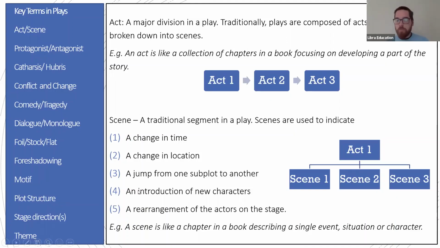The main point to know is that each act and each scene will have a different focus. And if you can understand what the focus is for that particular act or that particular scene, it will help you to analyze and talk about it in more detail. So you should know that they are purposefully designed to describe a particular event or a particular character, to give you a sense of what is happening in the play at that moment.